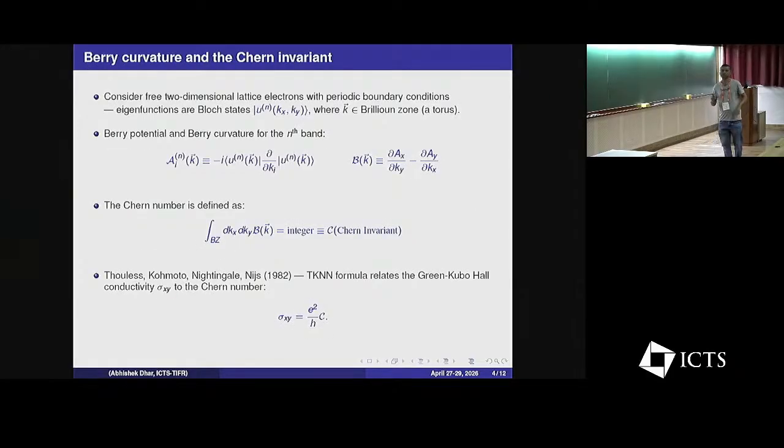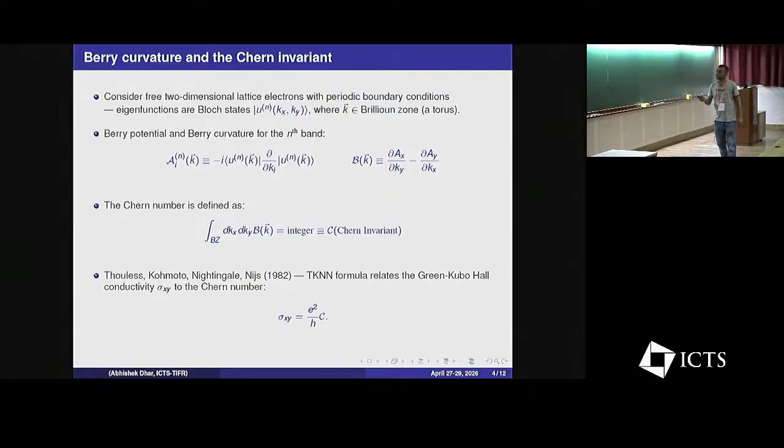Okay, so if you have a two-dimensional lattice with periodic boundary conditions, you can form Bloch states. You get various bands which are labeled by n, and there's some momentum k_x, k_y, where these are in some Brillouin zone. And you can construct this so-called Berry potential. Given these wave functions, you can just construct this vector, and then you can take a curl and compute this Berry curvature.